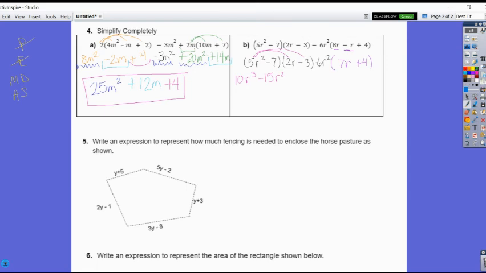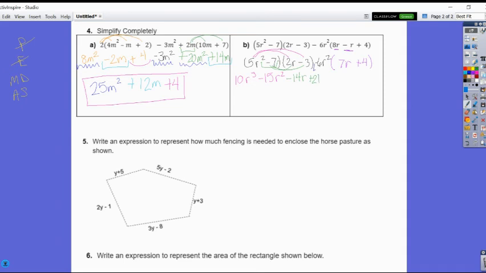Then I've got the -7 as my second term. That's going to distribute to 2r. That's -14r. That same -7 multiplies to the -3 for +21.